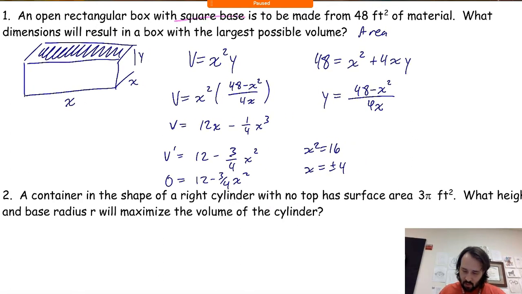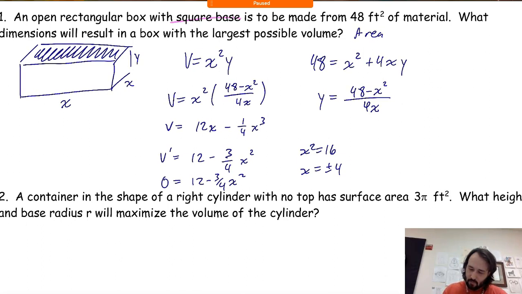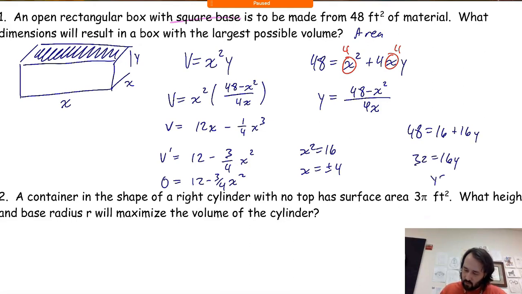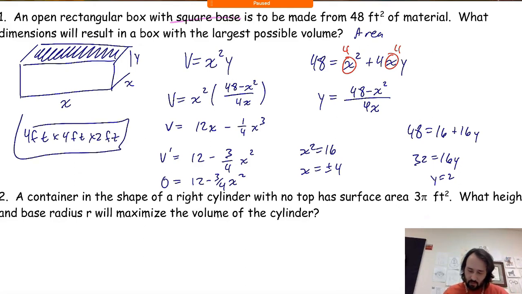Okay, so what dimensions will result in the box? So now that I know x is 4, I'm going to substitute it here to figure out my y value. So 48 equals 16 plus 16y. So that's 32 equals 16y, so y would be 2. So my box must be 4 foot by 4 foot by 2 foot. That would give me the maximum volume for my box.